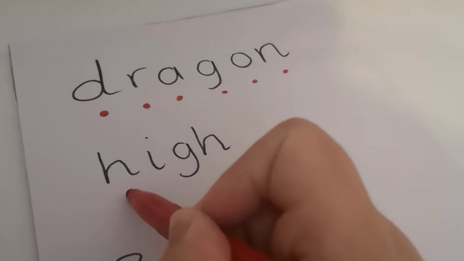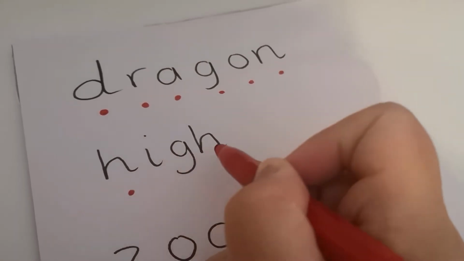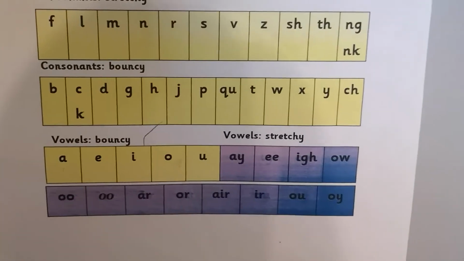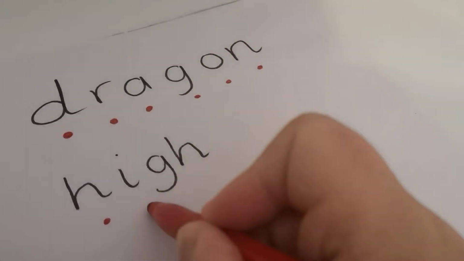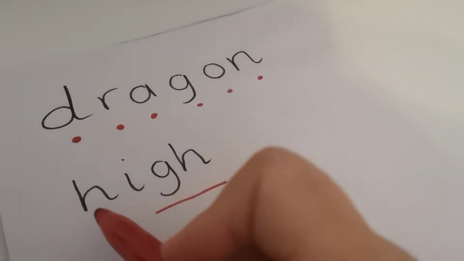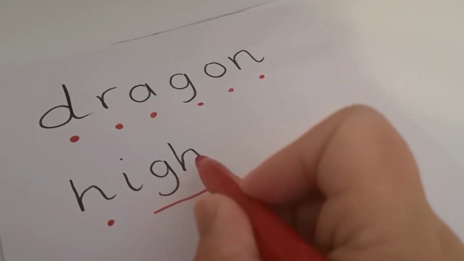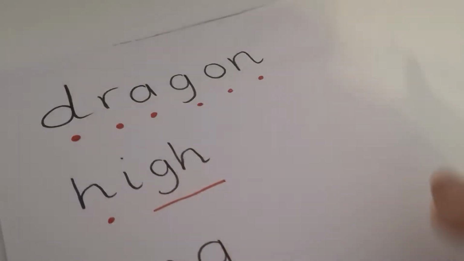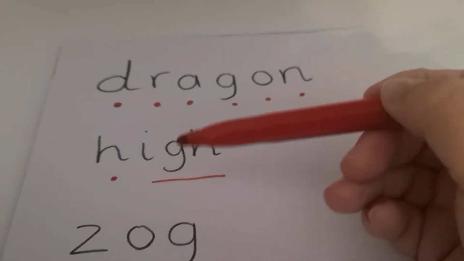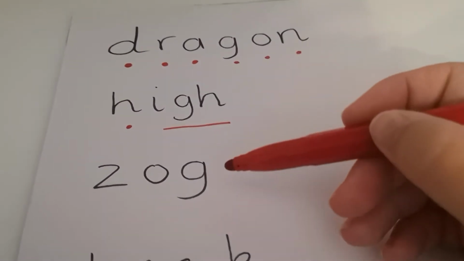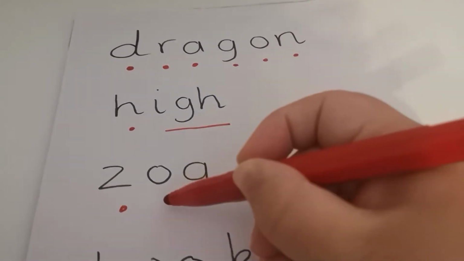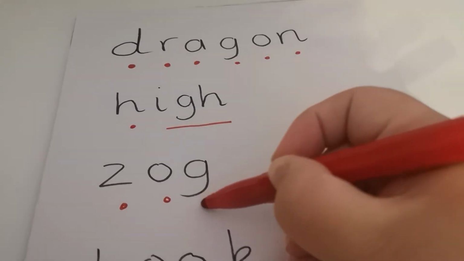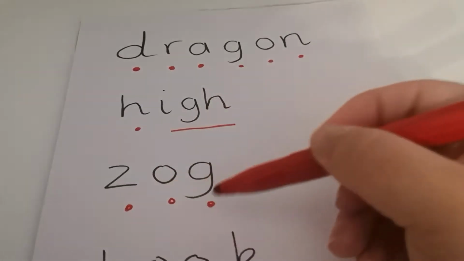High. Is that on our speed sounds chart? Look, 3 letters and it makes 1 sound. So you can't count 1, 2, 3, 4 sounds. It's just 1, 2 sounds. Let's try zog. Z. O. G. Zog. 1, 2, 3 sounds in zog.